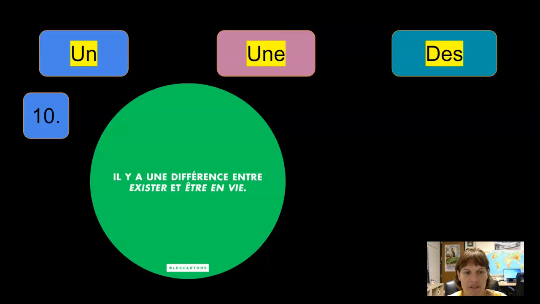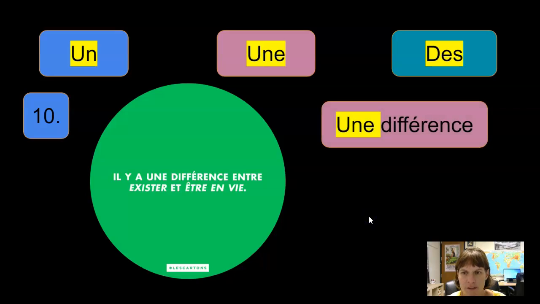Il y a une différence entre exister et être en vie. Oh my gosh, that's fun. Une différence. So it ends in E-N-C-E. That was our word. It's supposed to be feminine. This was just a small introduction and tutorial on how to do indefinite articles. The phrase in French, il y a une différence entre exister et être en vie, means there is a difference between existing and living life. And that is so true.